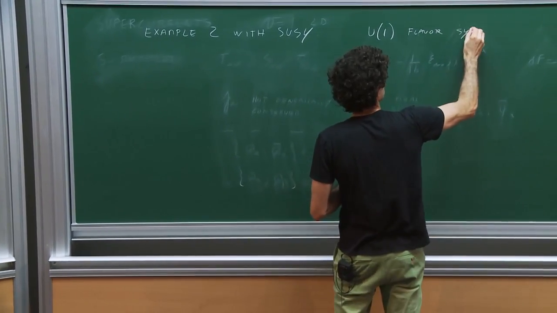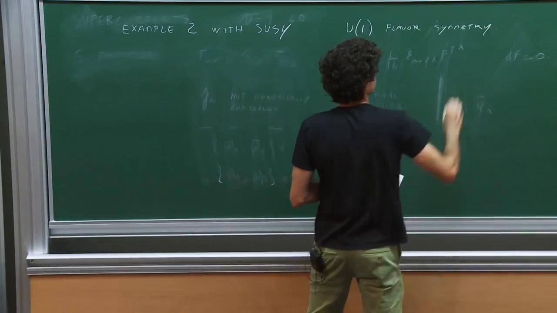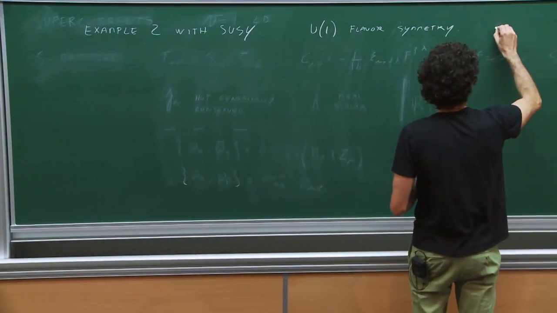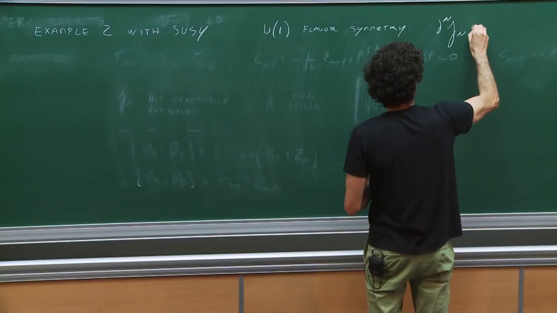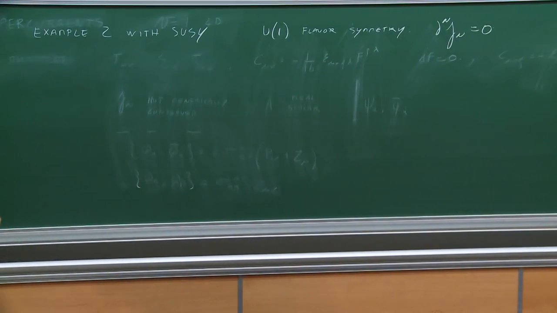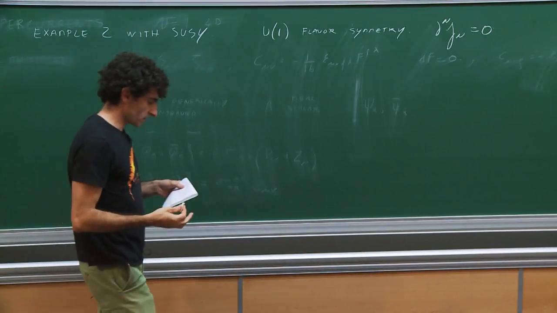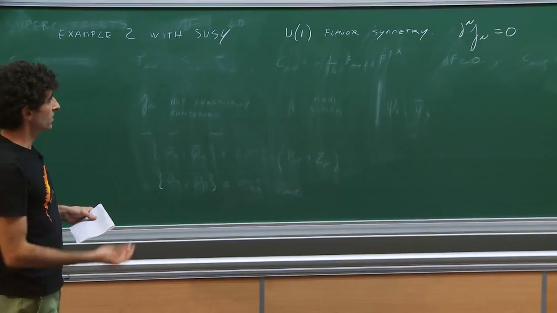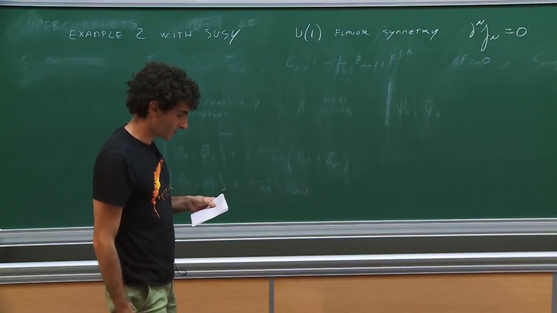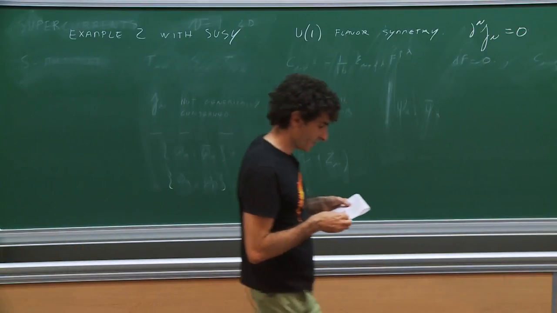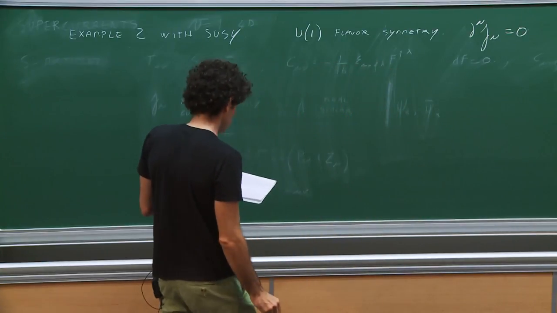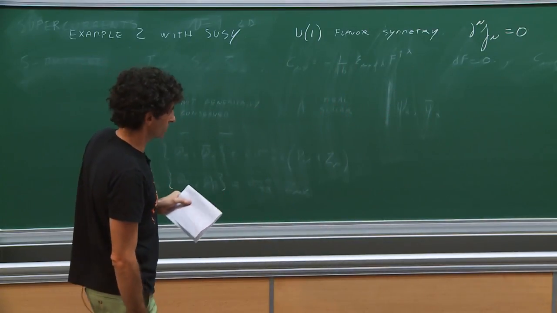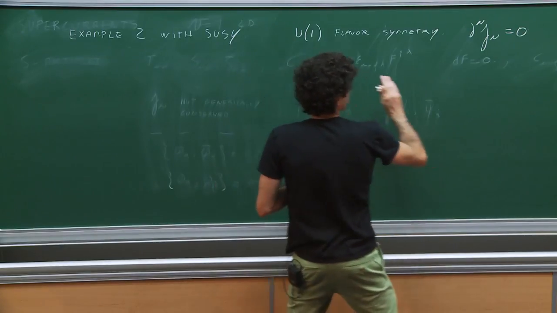So some U1 global symmetry, then that means that this theory will have a conserved current. Let's call it J mu, corresponding to the symmetry. But because the theory is supersymmetric, the current will be part of a multiplet, exactly in the same way as the energy momentum tensor was part of a multiplet. Also, a global symmetry current will be part of a multiplet. Maybe this is actually an example I should have given before. So this multiplet is a linear multiplet. And it contains other operators beside the conserved current.